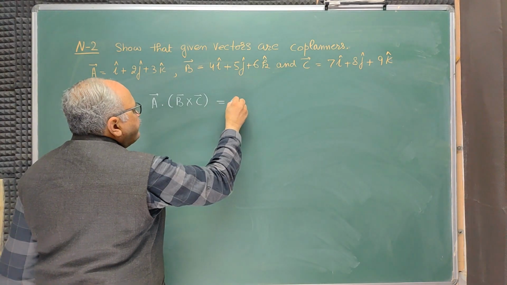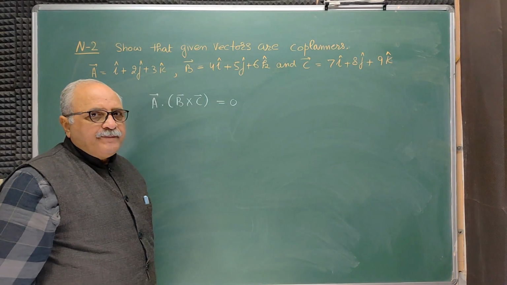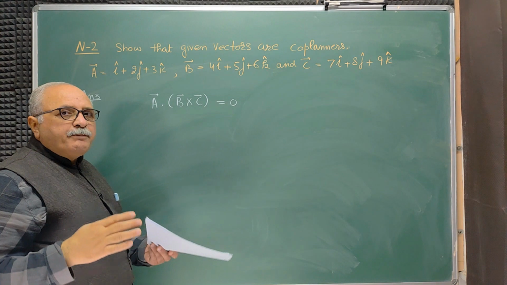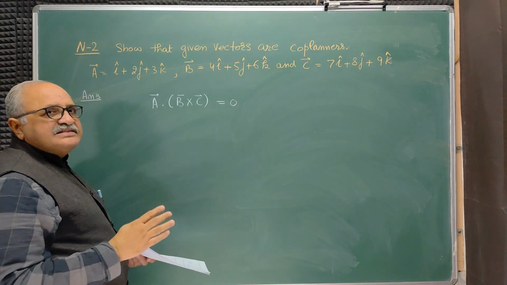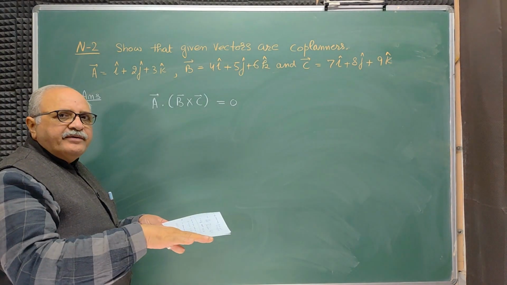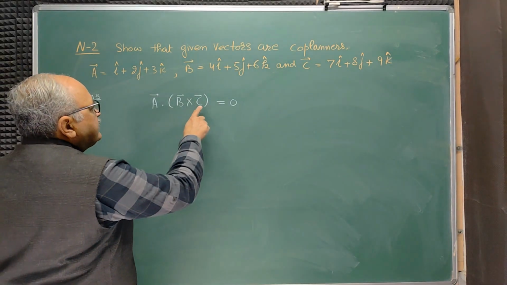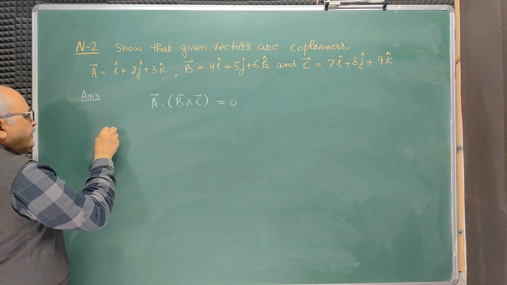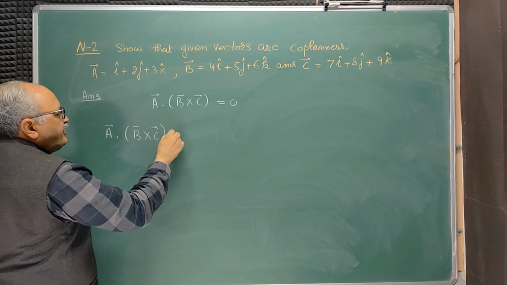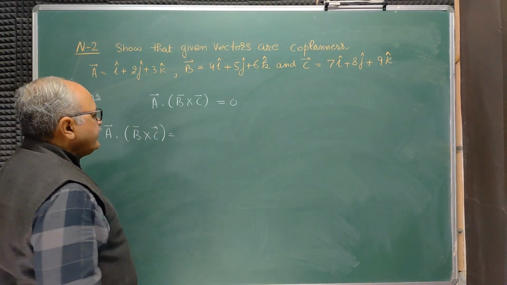If it comes out to be 0, then definitely all the three vectors are coplanar, because the scalar triple product gives you the volume of the parallelepiped which has the adjacent sides as A vector, B vector and C vector. If all of them are in the same plane, obviously they will not cover any volume at all. So let's take A dot B cross C, and we'll show that this equals 0, then we'll prove that this is coplanar.